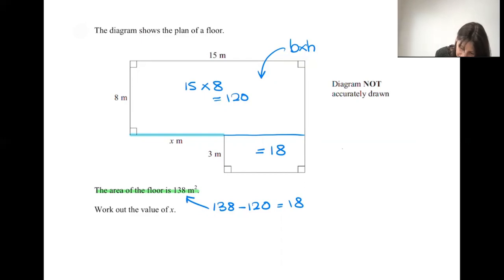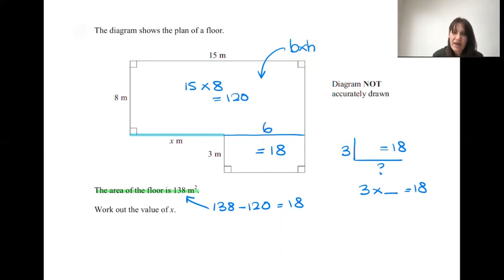That rectangle is 3 on this edge. I don't know that edge, but I know it equals 18. 3 times something is 18. 18 divided by 3 is 6. So 6 is the missing bit on that rectangle. And that helps me now go on and find the missing value of X. If the full length is 15 and 6 of the 15 is here, X takes the rest of the values. So 15 take away 6 is 9. X is equal to 9.